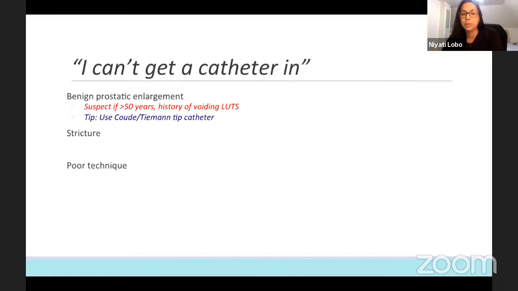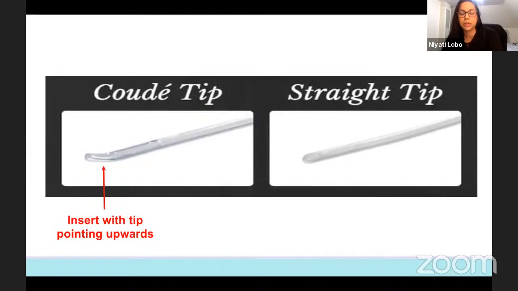Now, you're going to ask me, what is a Coude or Tiemann tip catheter? And this is what it is. So it is an angled catheter, where the tip is angled, and that angulation just gets around the curve of the prostate. And you can see the difference with that compared to a straight tip catheter or normal urethral catheter. And the common question we get asked is, which way do you insert the catheter? And you want to insert it with the tip pointing upwards, because it's going to curve around the prostate.